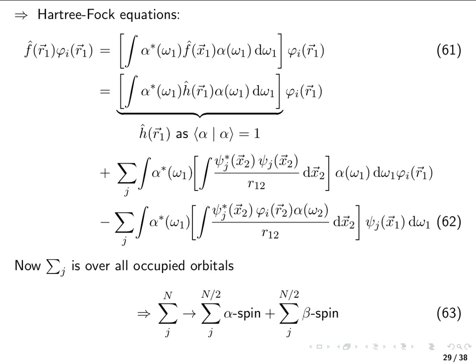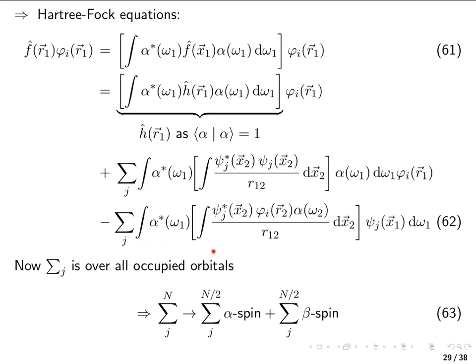Now the next term is the Coulomb operator. And the Coulomb operator consists of an integral over position and spin of electron 2, and the spin orbitals for electron 2, psi j of electron 2, psi j of electron 2, divided by the interelectronic distance between the two electrons. And this operator is then acting on the spatial orbital phi i.